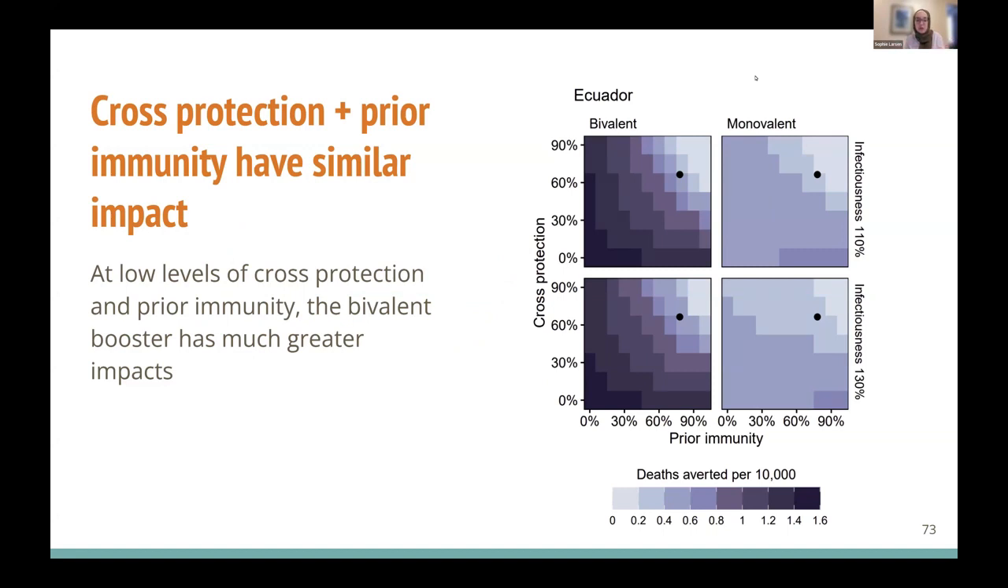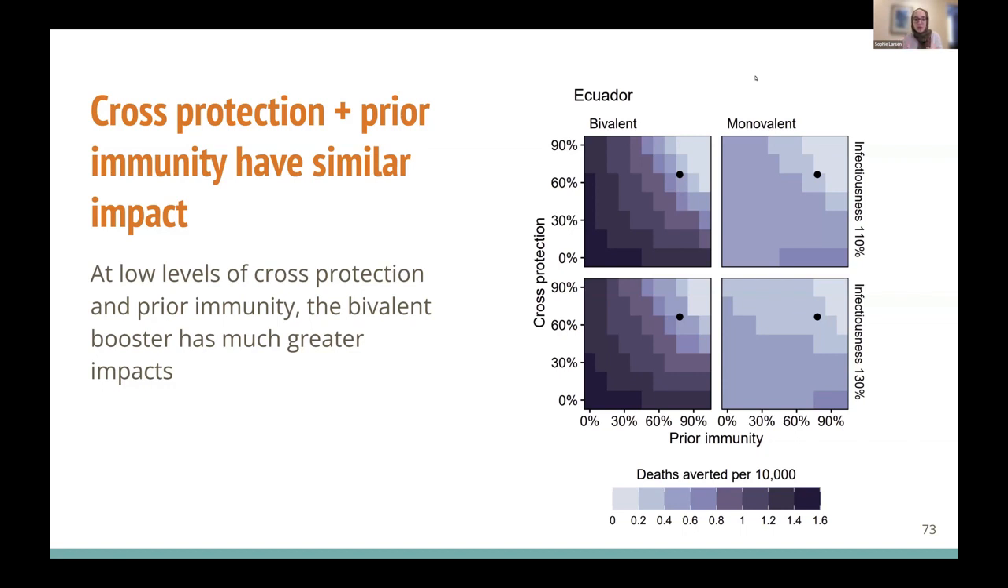And then when we look at a sensitivity analysis, just to explain this grid and what we're looking at: on the x-axis of each of these little squares, we're looking at the prior immunity in a population. So if I have 30% prior immunity, that means before I started the model, 30% of my people had had an infection. And then the cross protection, again, is how well the immunity in this population overlaps with the currently circulating variant. So if it's 0%, that's like a complete immune escape. And if I have 90%, I'm pretty good to go. I have very good overlap with what I've seen and what's happening now. We've got the bivalent and the monovalent, and the 110% infectiousness and 130%.